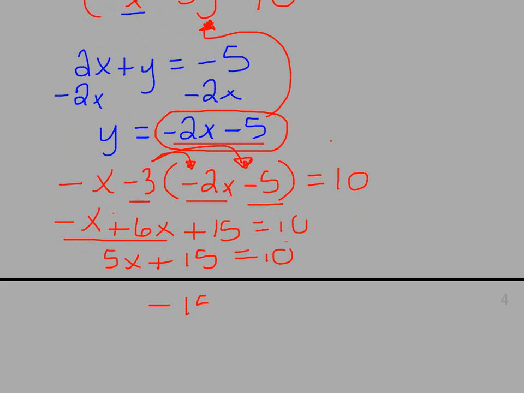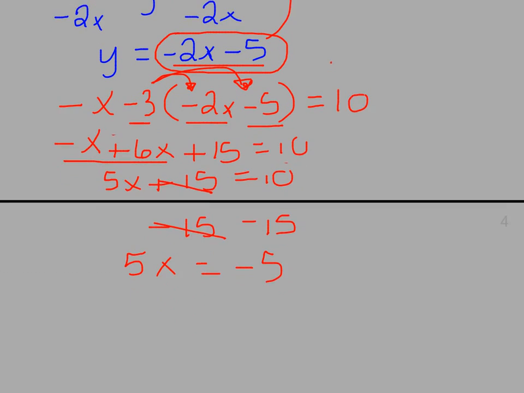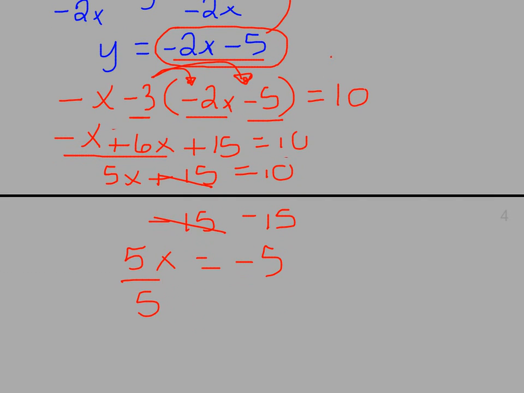Then I'm going to subtract 15 from both sides, and I get 5x. Oops, that makes those go away. Let me fix this x. I get 5x equals negative 5. Then I'm going to divide both sides by 5, and I get x equals negative 1.